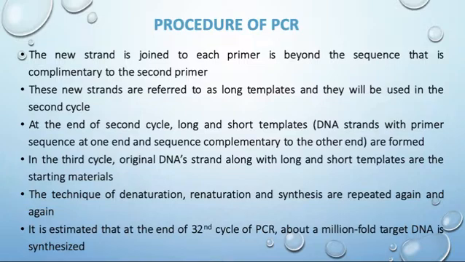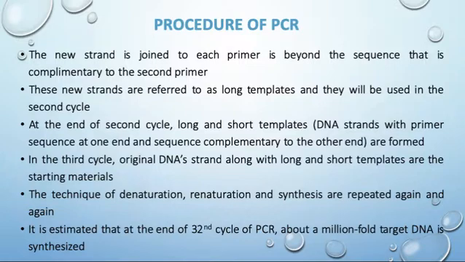Now the steps of denaturation, renaturation and synthesis are repeated multiple times again and again, and the target DNA is amplified. It is estimated that at the end of approximately the 32nd cycle of the PCR, 1,000,000-fold of the target DNA is synthesized, right? So when it is multiplied and synthesized around the 32nd cycle, 1,000,000-fold of the target DNA is synthesized.